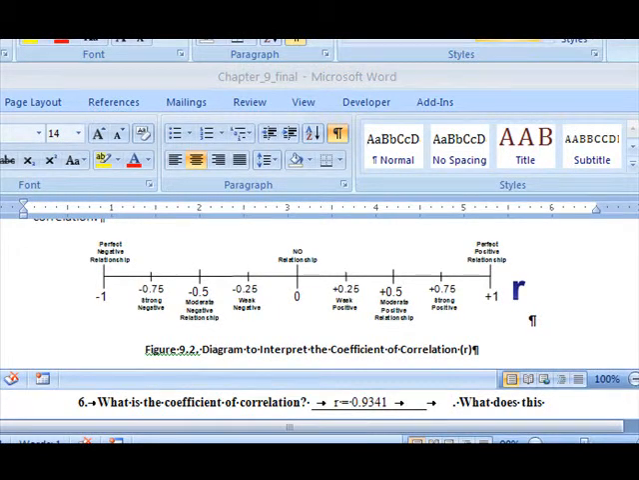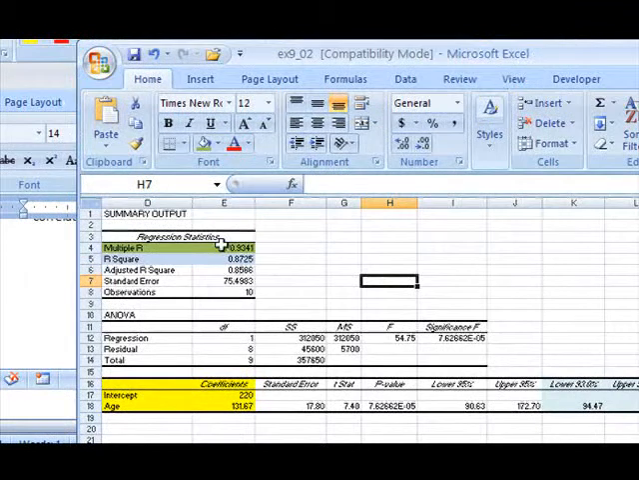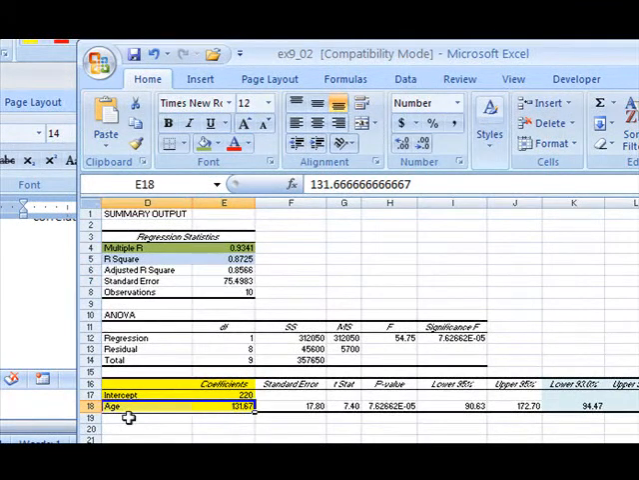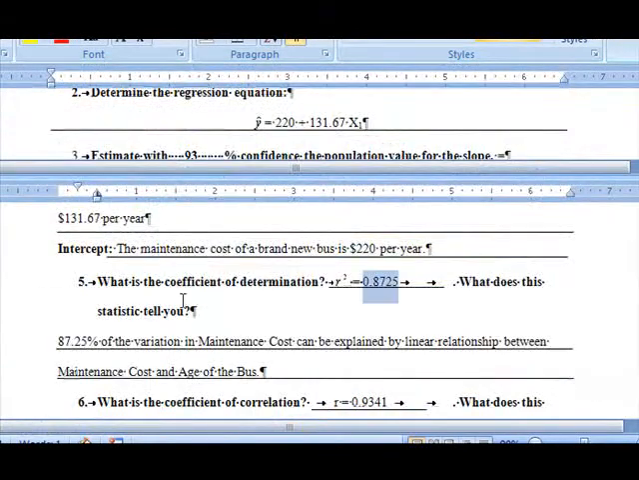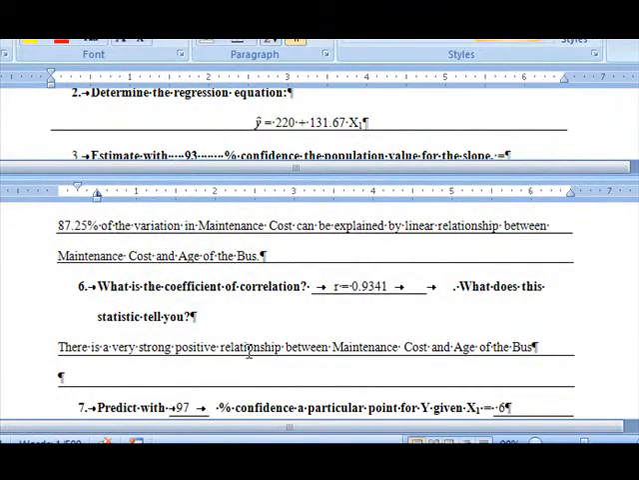So we can say there is, and it's positive. Where do I know it's positive? Not because Excel gave you a positive value. That's not true. It is because age has a positive coefficient. That's where you get the sign for the R. Excel will always put it as positive. So you have to go back here and say, okay, this is positive, so it is a positive, very strong relationship. Those two need to be there. There is a very strong positive relationship between maintenance cost and age of the bus.